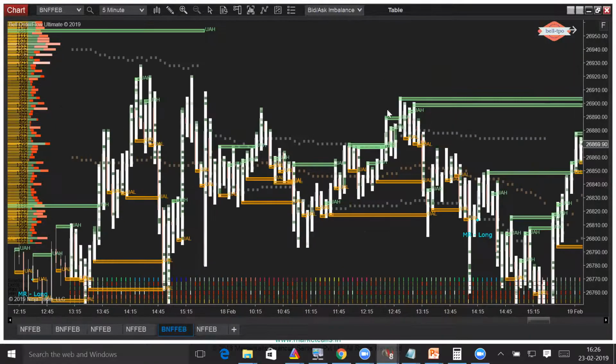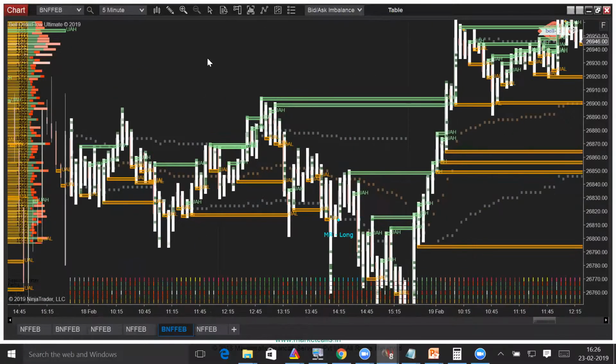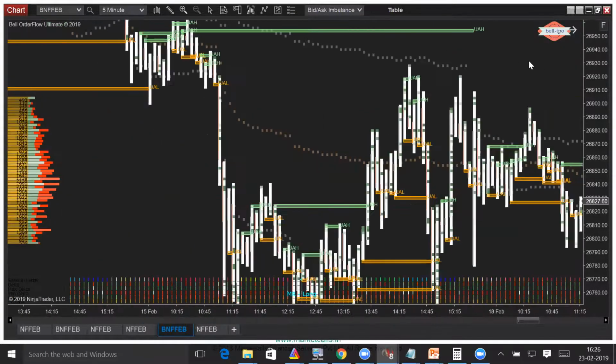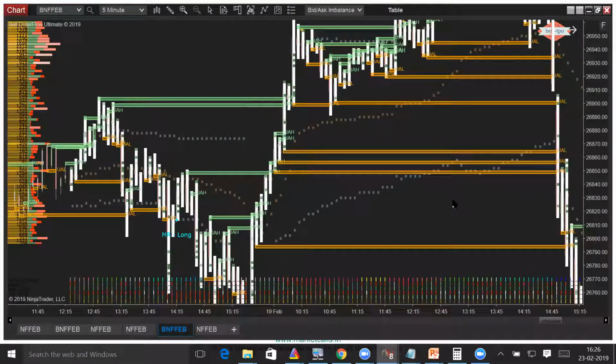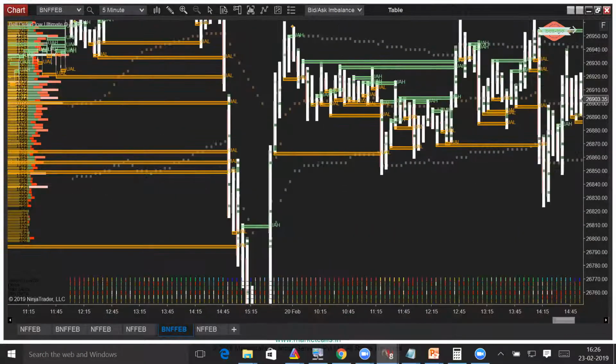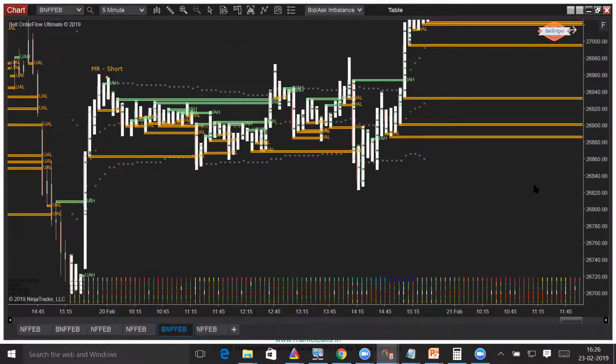Again, there are a couple of levels. This level was extending for 2 days, but yes, it got cleared on the 4th day or so. Likewise, we'll be tracking. My concern is, are there any bigger reference levels? So now we have a bigger reference level in Bank Nifty on the upper side. Almost all the downside levels got cleared.